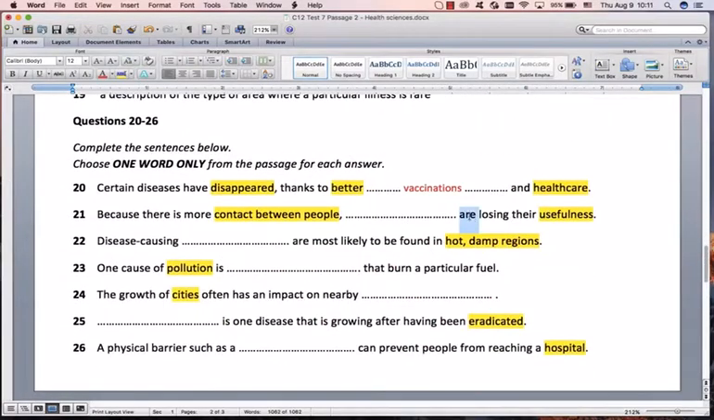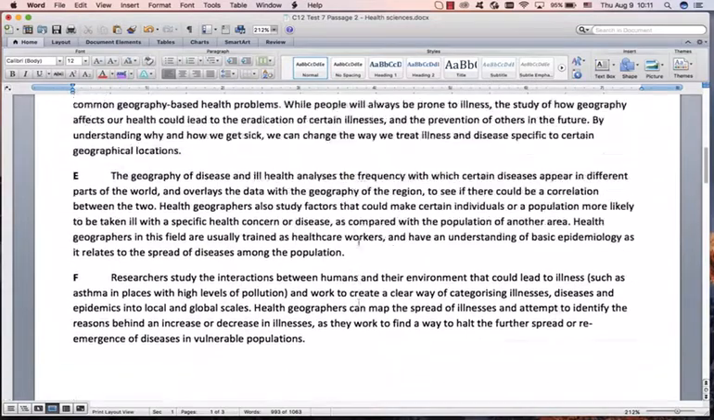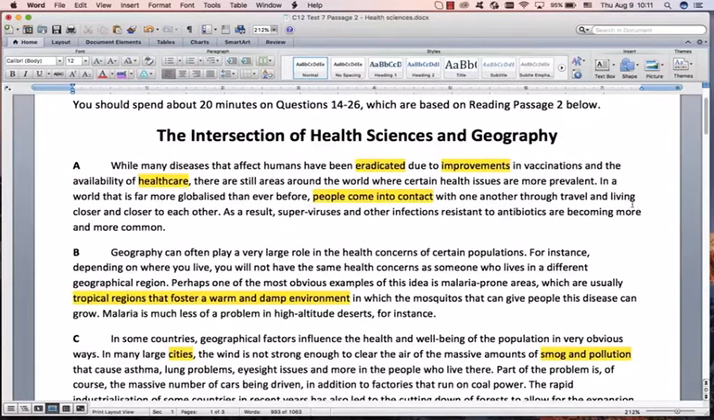That means this is giving you a lot of important information. It's telling you this is a plural noun, something with an S. It's not uncountable, it's not singular. We're looking for an S word here. So, more contact between people. What are losing their usefulness? There's more contact. Where's a plural S noun? Viruses, infections, antibiotics. So it's one of those three.